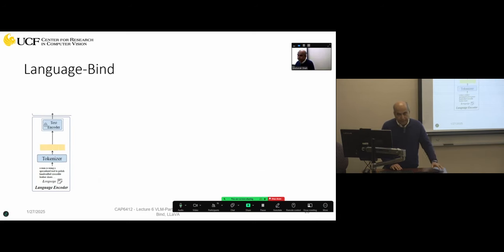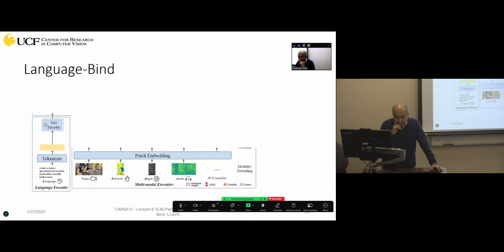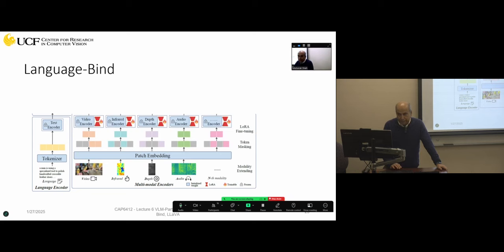So the method itself is kind of similar to the original CLIP. We have a language encoder, and then we have video, infrared, depth, audio, and you can put all these modalities if you want. You can keep adding that. And it uses patch embedding. The tokens are patches, and they also use masking. They will do a masking of these tokens as we did in MAE, the masked autoencoder.